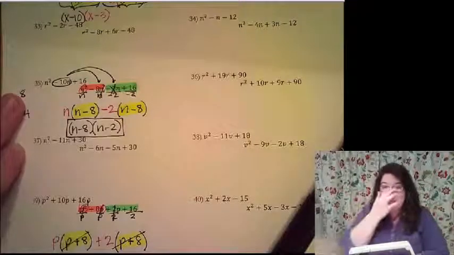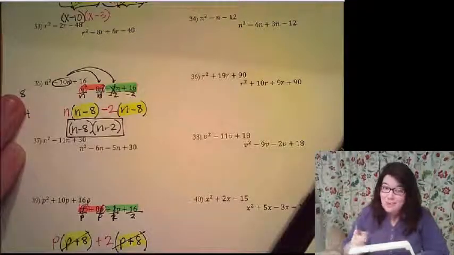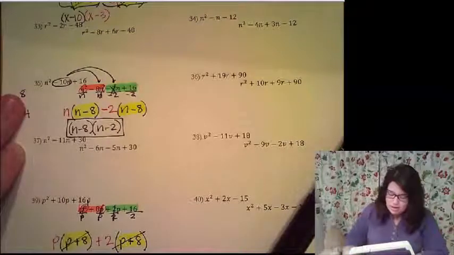All right, we're going to take a look at a couple more examples. Did you try 33 and 37? I hope you did, because we're going to take off. All right, two groups.